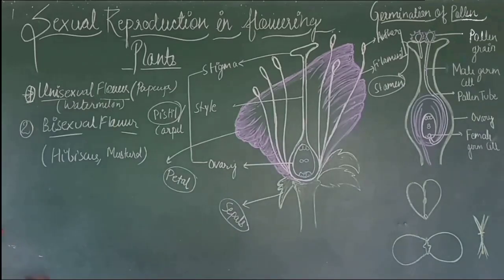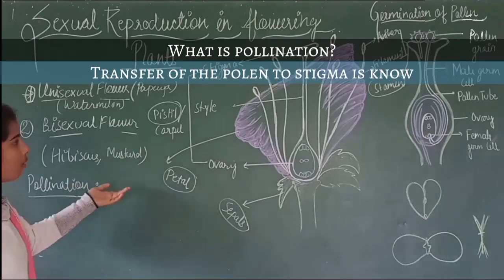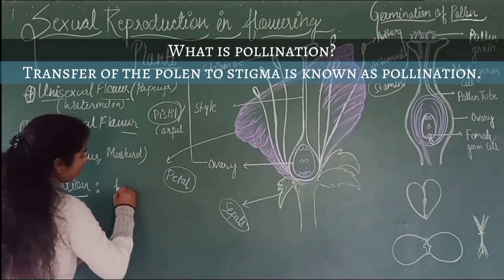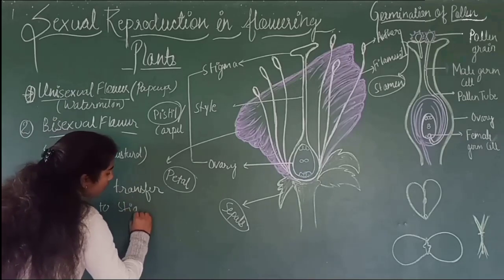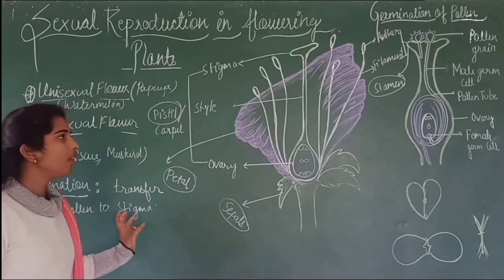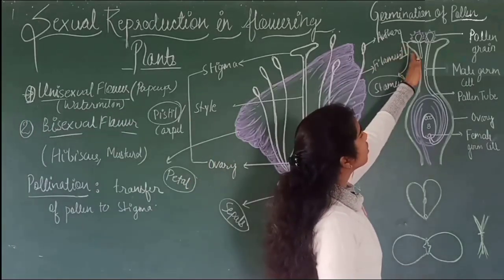Now, first we learn what pollination is. The transfer of pollen from the male part to the stigma is known as pollination. It means the transfer of pollen to a stigma is known as pollination. With the male gamete, the pollen comes and is transferred to a stigma.